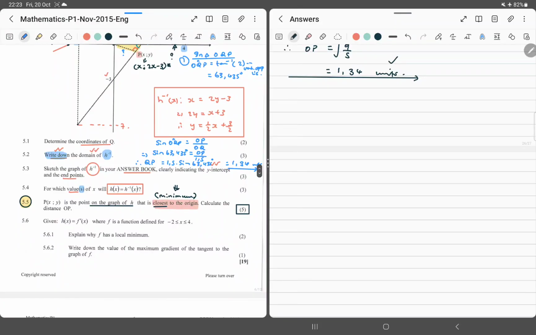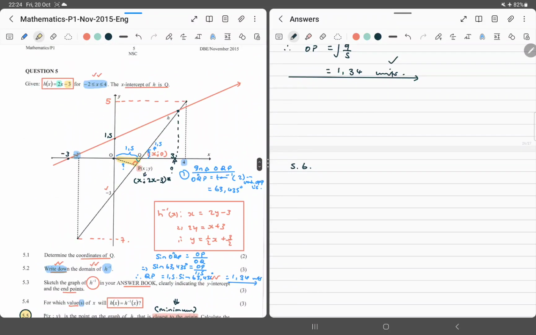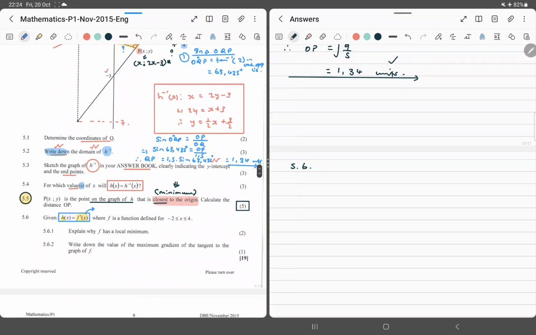So we've got here 5.6. So 5.6 says, given that h of x is equal to f prime of x. So this means, if this is the case, remember, what is this f prime of x now? It is h of x, and that is linear. So what does that tell us about the original function f? It means f is a parabola.